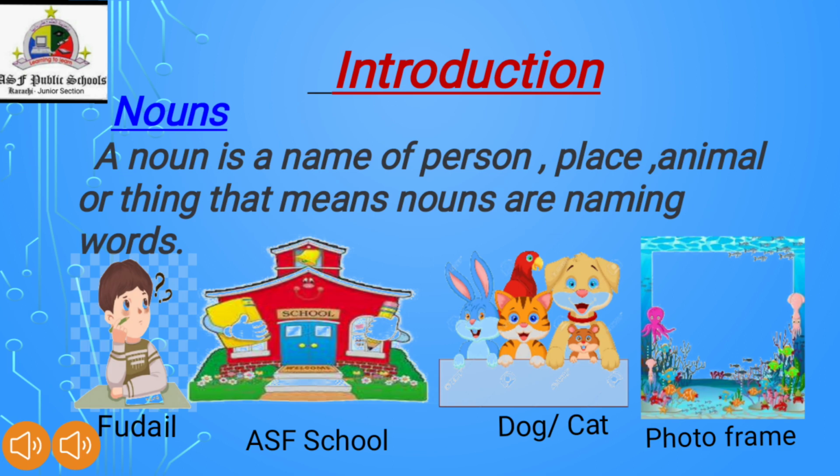Introduction. First, let's take a quick review of what are nouns. A noun is the name of a person, place, animal, or thing. That means nouns are naming words. Let's have a look at some examples. Fudel is a person, ASF school is a place, cat and dog are animals, photo frame is a thing.